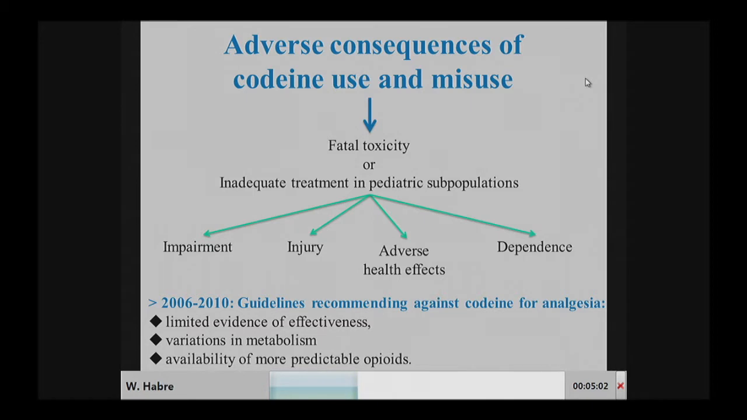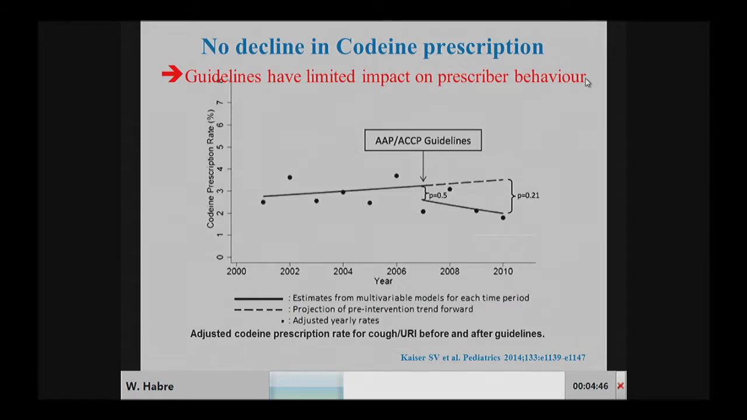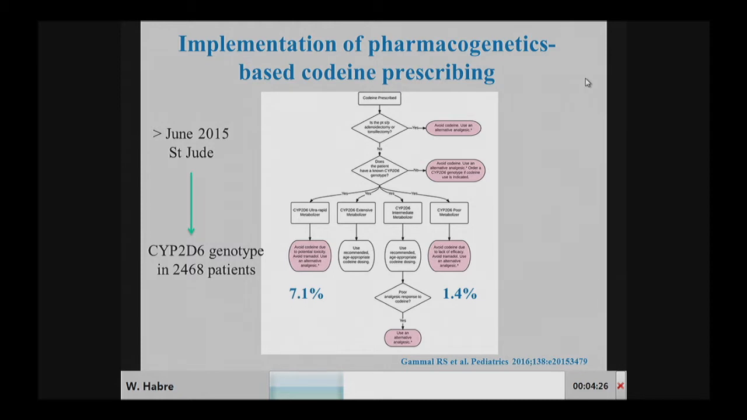And this has been associated with fatal toxicity, particularly in children where we gave codeine after tonsillectomy, for obstructive sleep apnea, or in children with myopathy, etc. And that led to guidelines from the American Academy of Pediatrics, and guidelines all over the world, including an FDA warning. You see that the guidelines were set in 2007, and this is the expected prescription of codeine. The summary is that the guidelines have limited impact on prescription behavior. And this is a real problem. So codeine is still prescribed.